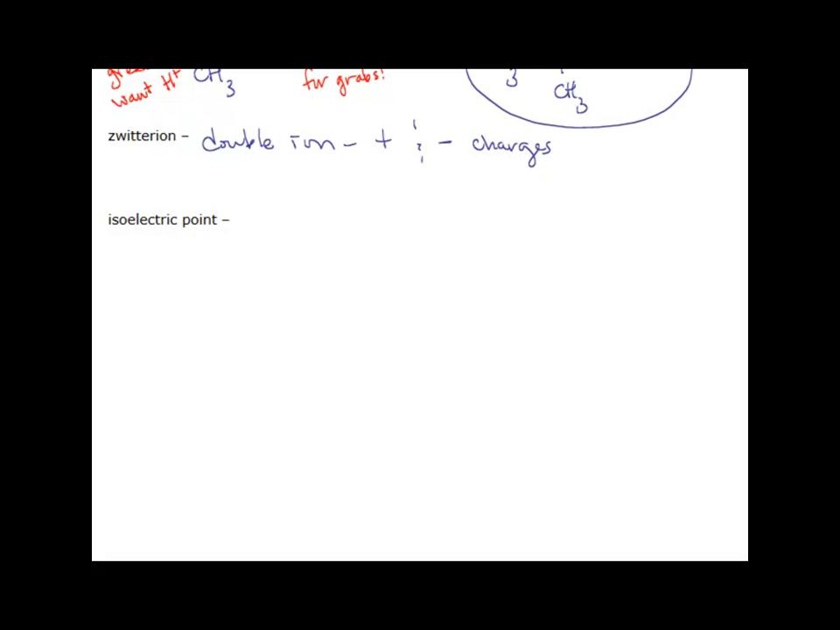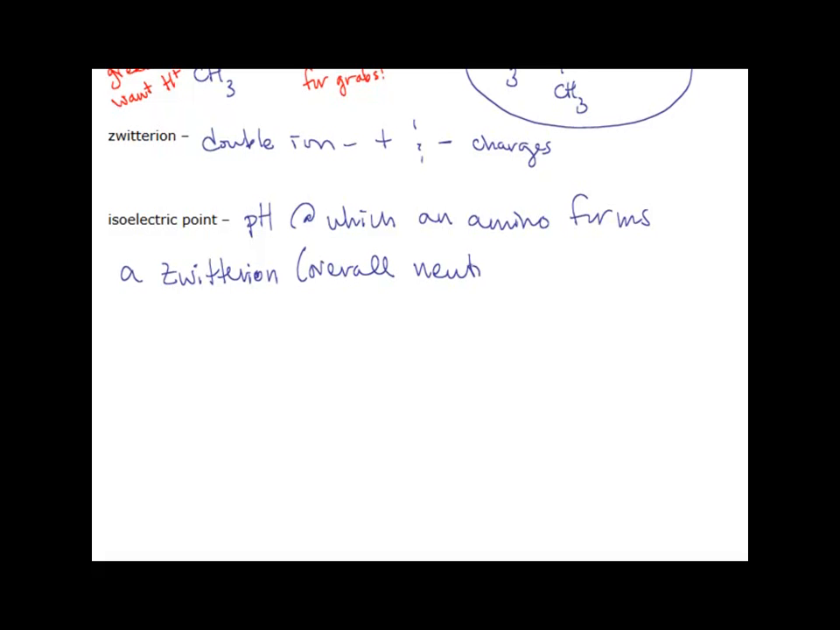Now, let's talk about the isoelectric point. The isoelectric point is the point, or pH, at which an amino acid forms a zwitterion. So if you look at a zwitterion, overall, for alanine, for instance, you have a plus charge and a negative charge. Overall, it's neutral. So the isoelectric point varies for each amino acid. Some amino acids are very acidic, so their isoelectric point is going to be a lot lower. Some are basic, so the isoelectric point will be a lot higher.